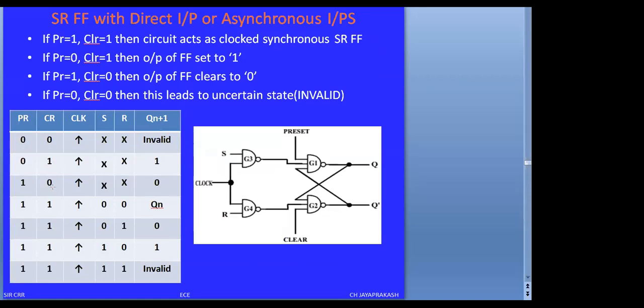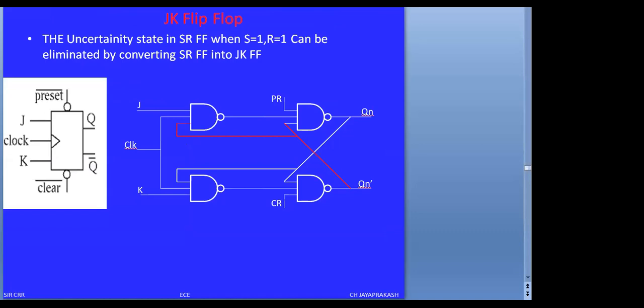Next, we have verified the SR flip-flop all the conditions. After that, the disadvantage of SR flip-flop is the last condition when S equals to 1 and R equals to 1. This is called invalid condition or indeterminate state or uncertain state. This state is eliminated using JK flip-flop by making the circuit modification such that the Q bar is connected to the J input as well as Q is connected to the K input. In the feedback connections lo first level kaakunda second level kuda connection chesam.